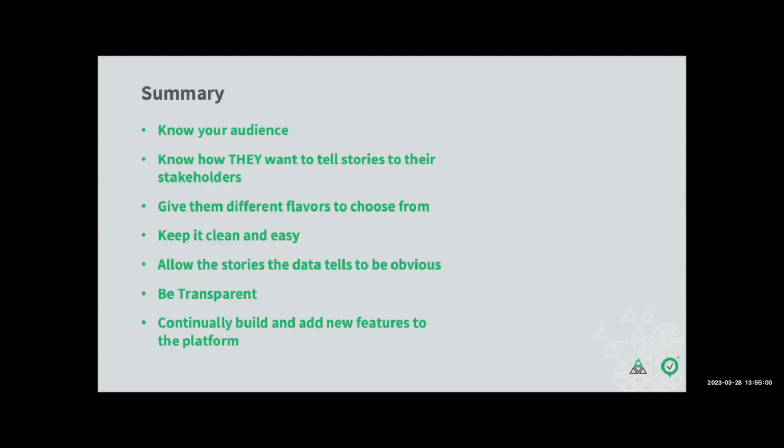So my summary, similar to Bala's: know your audience, know how they want to tell stories to their stakeholders, give them flavors to choose from, keep it clean and easy. Another way of saying clutter is your enemy, to reiterate Bala. Allow the stories that you tell to be obvious, be transparent, because trust is earned, and then continually build and add new features to your platform based on the feedback that you get from whoever your customer is. And we all endeavor to do that.